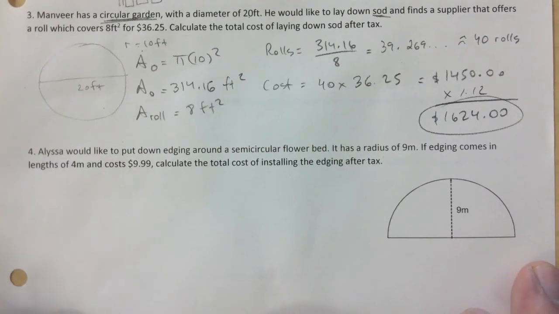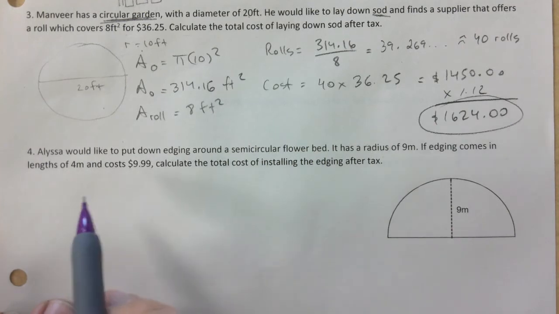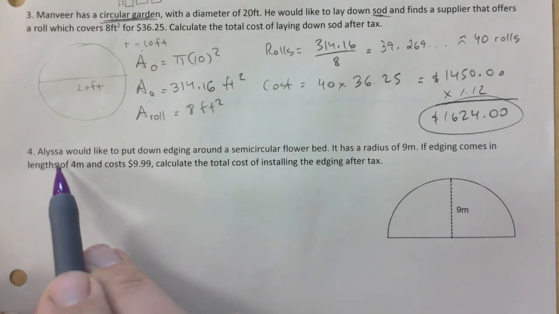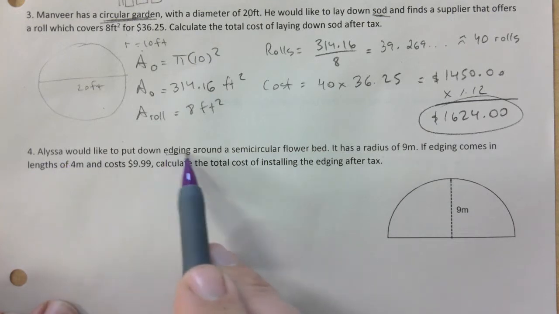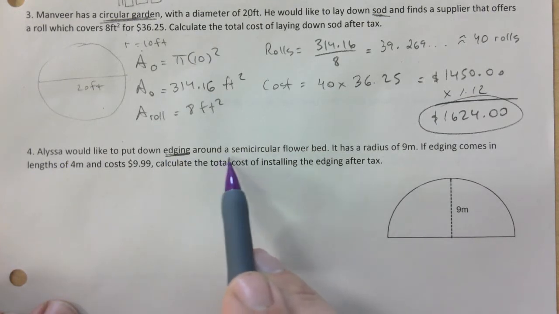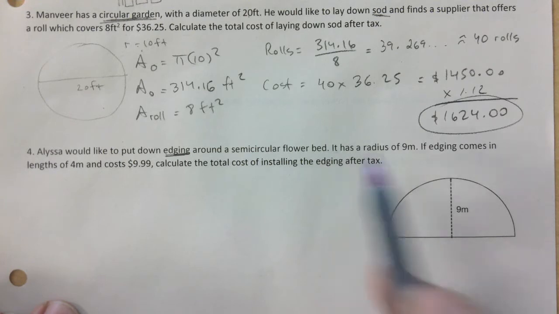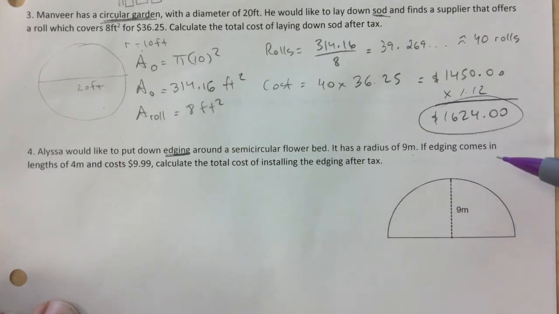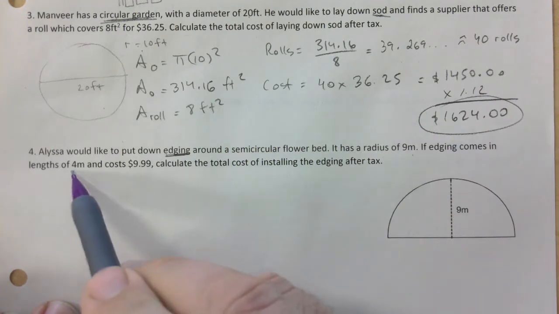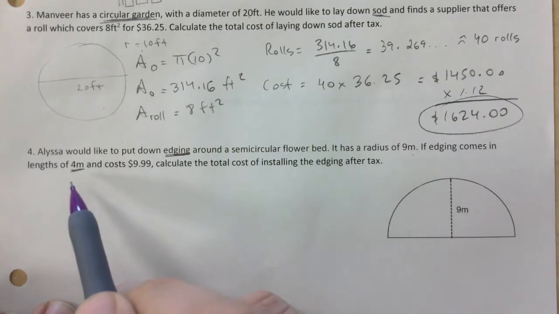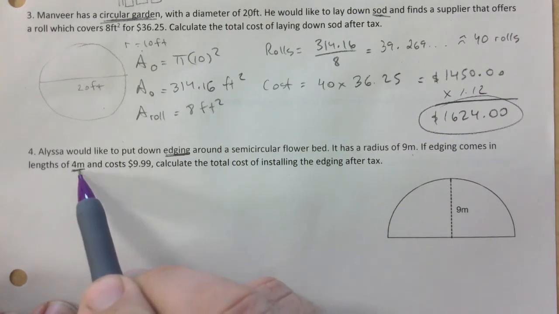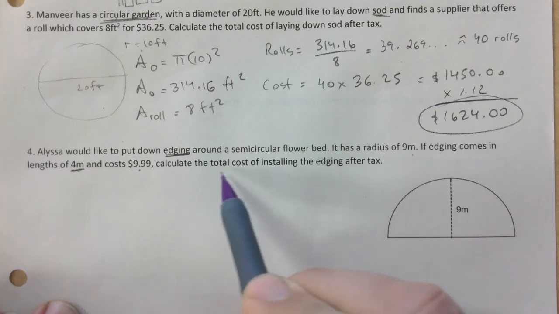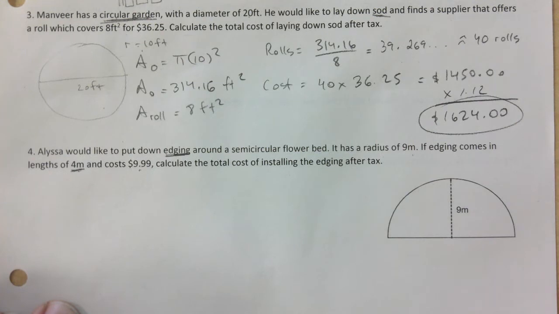So make sure you check that off. Add any notes that you need. Alyssa would like to put down edging, right, around a semicircular flower bed. It has a radius of 9. If edging comes in lengths of 4 meters, so basically one piece has 4 meters, and it costs $9.99. Calculate the total cost of installing the edging after tax.